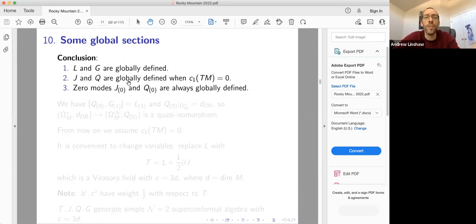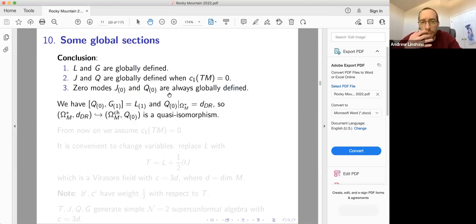So J and G are always globally defined. Sorry, L and G are always globally defined. J and Q are globally defined when c_1 of the tangent bundle is zero, but their zero modes are always defined. And some other computations that appear in the original papers are that this Q, this was the sum of beta_i c_i. So this plays the role of the de Rham differential. And when you restrict it to the degree zero, weight zero component, you get exactly the de Rham differential.